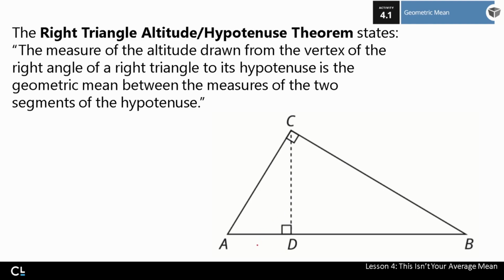What that means here is if we have A and B, then this segment here, DC, that dotted line, DC, is equal to X, where A over X equals X over B. So it's that geometric mean, right? That's what this is saying.